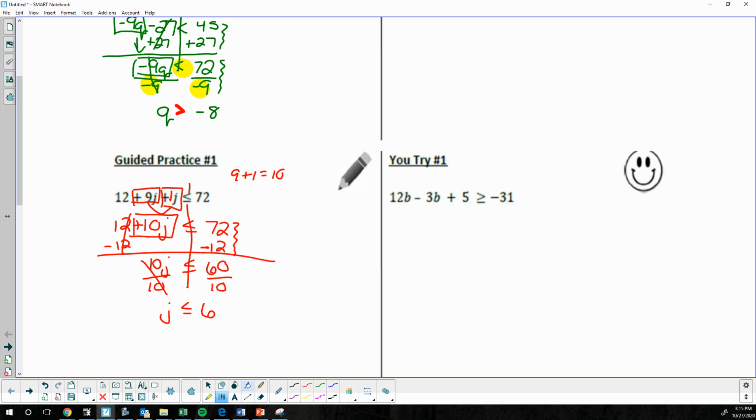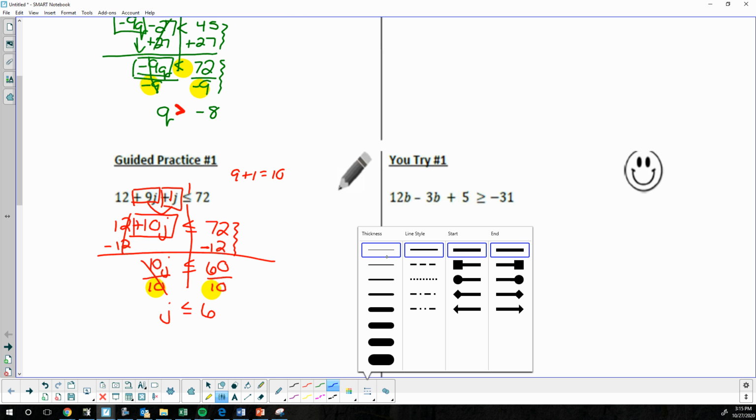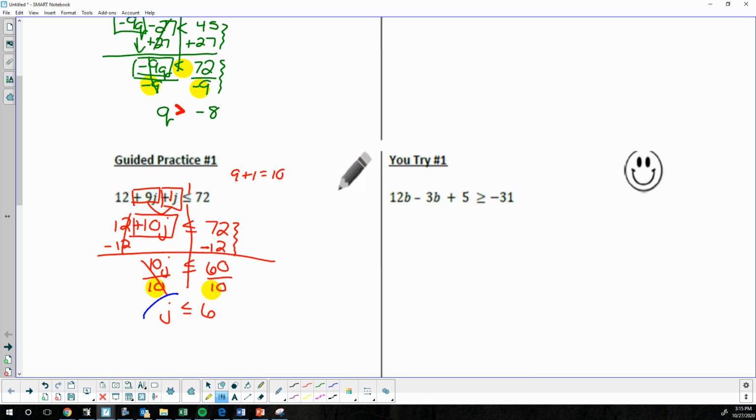We double check. Did I divide by a negative? The answer in this case is no. I divided by a positive 10. That means I am fine to keep my symbol the way it is. And that's my final answer.